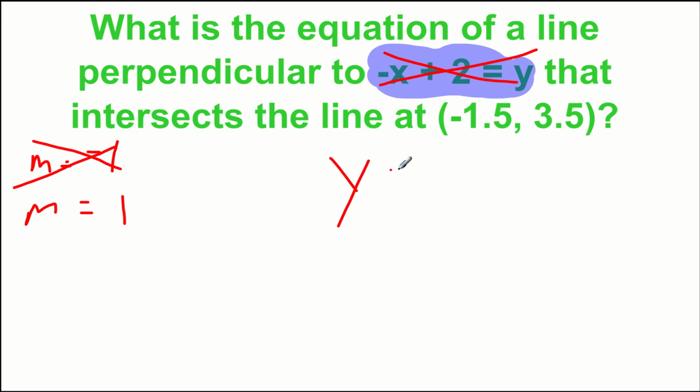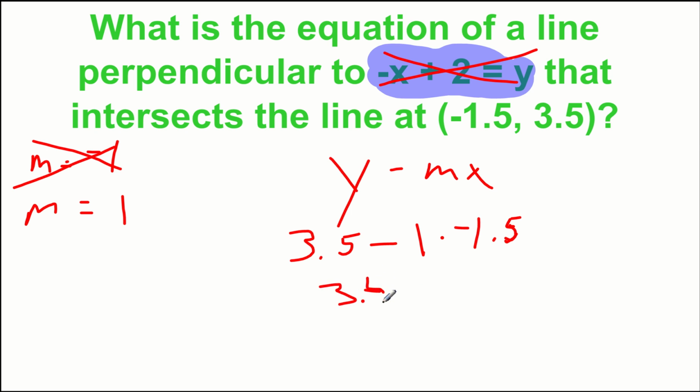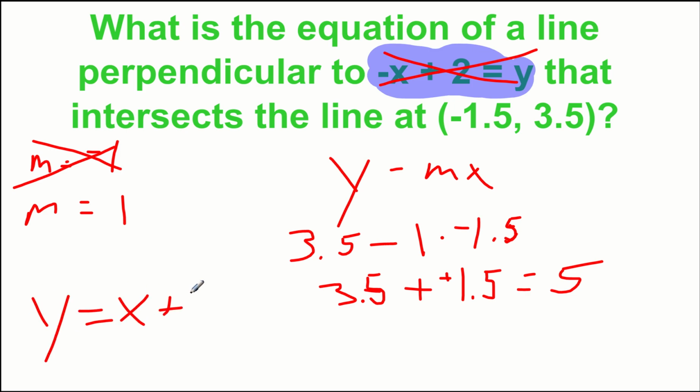So I do y minus mx. I plug in my value. I got 1.5 minus 1.5. So that's a y-intercept of 5. So y equals x plus 5.